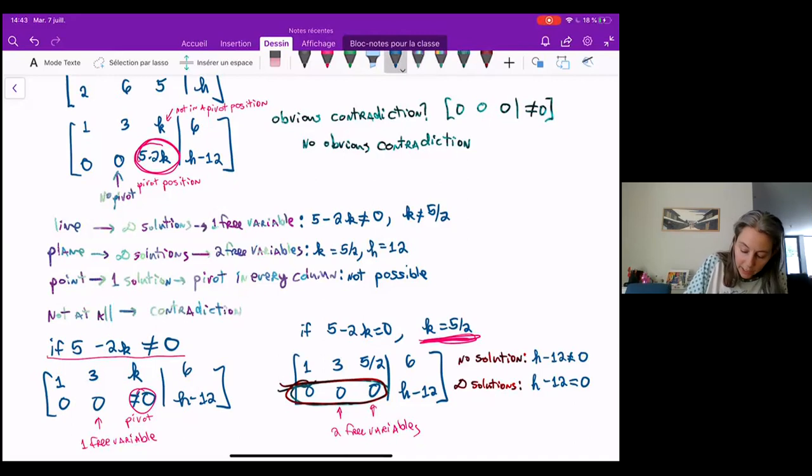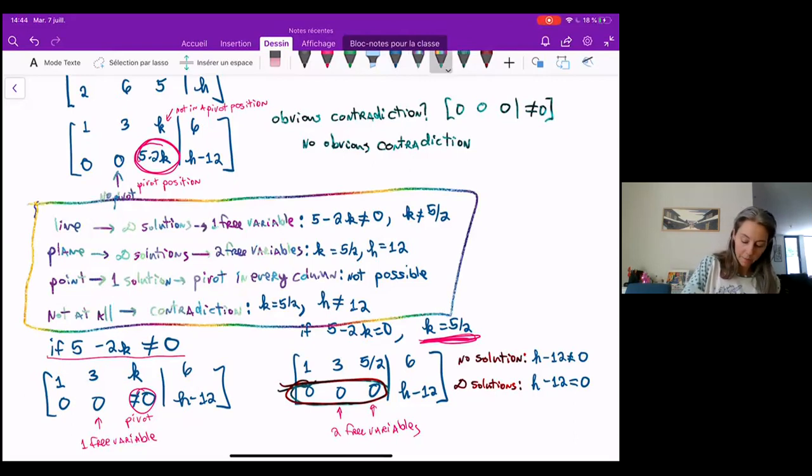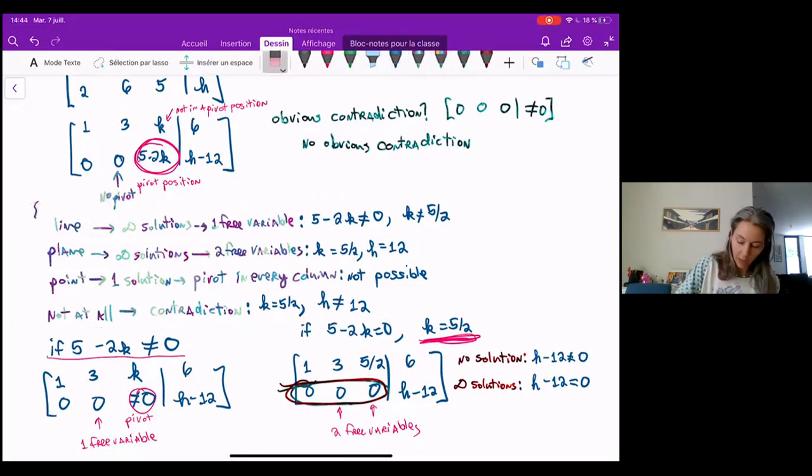Now this no intersection, that is going to be what happens when we have a contradiction. And that contradiction is going to happen when k is equal to 5 over 2 and h does not equal 12, as we just saw there. So this right here is my final solution to this problem.